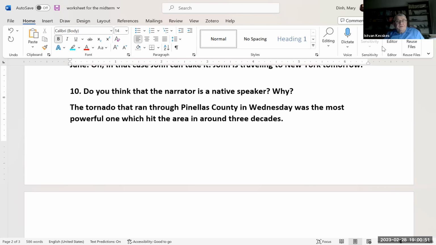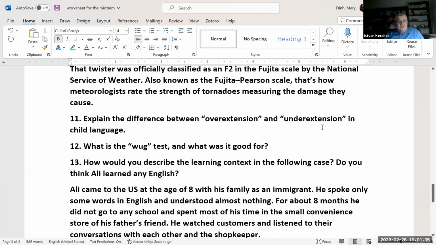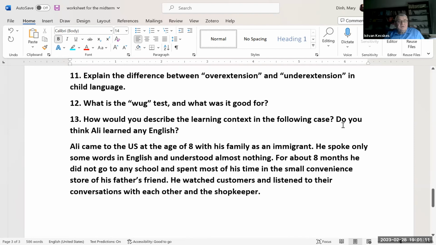So next one, please, Han, please pull down the page. Okay, we will go to that at the end because we have restricted time and I want to finish the other two. So go to number 11. Yeah, here. Okay. Explain the difference between overextension and underextension in child language. So we talked about that when we discussed first language acquisition, that children often overextend something or underextend something. What does that mean?